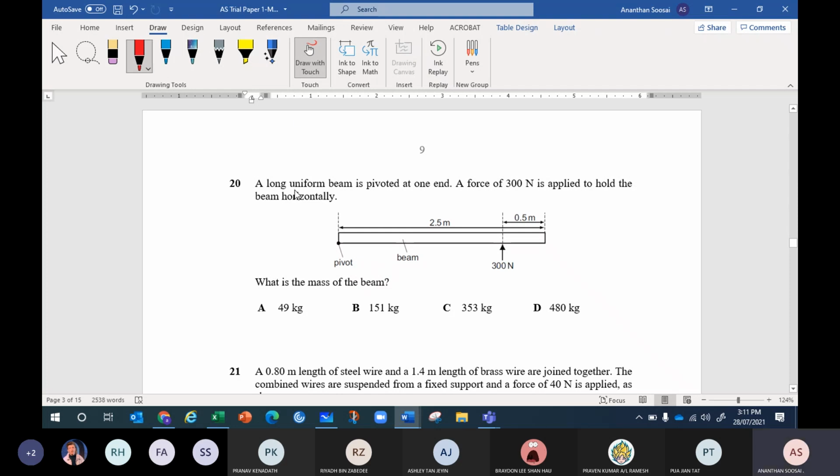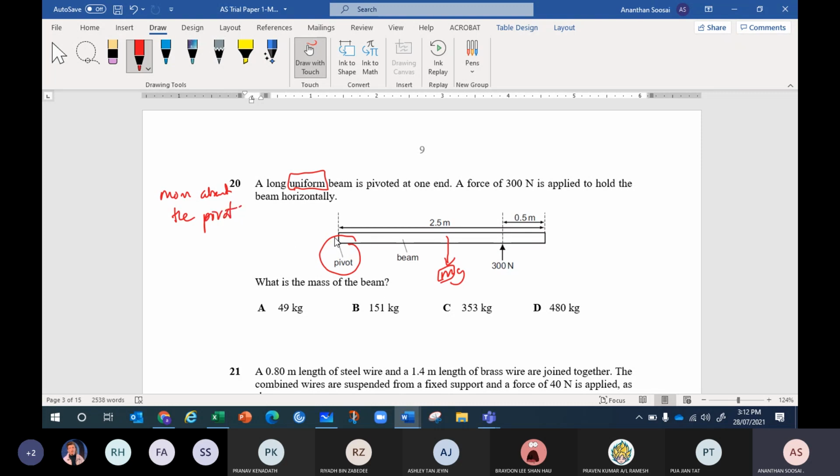Because they say the word uniform, that means the weight of the beam is acting at the center of the beam, the weight mg acting at the center. So what is the mass of the beam? They're asking what is m. We can get m if we know the weight. How to calculate the weight? We use moment. So we take moment about the pivot. Pivot given, take moment about the pivot.